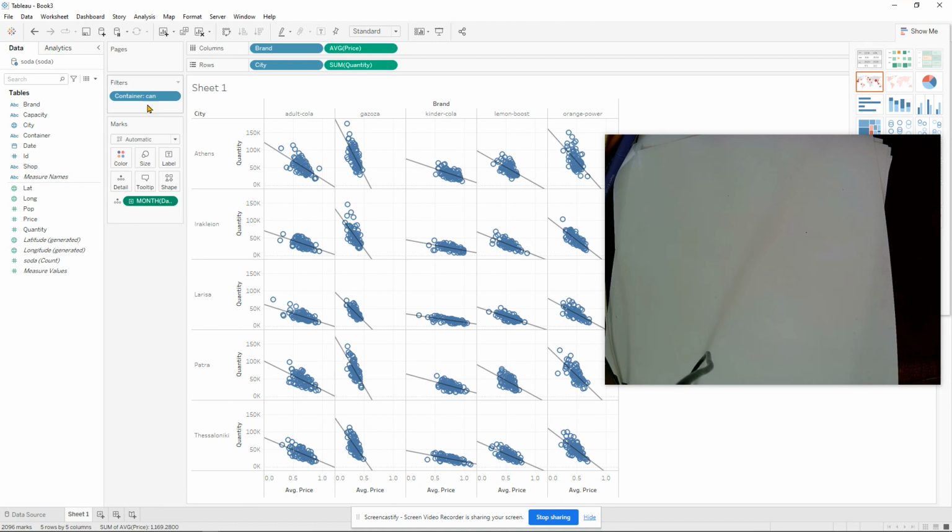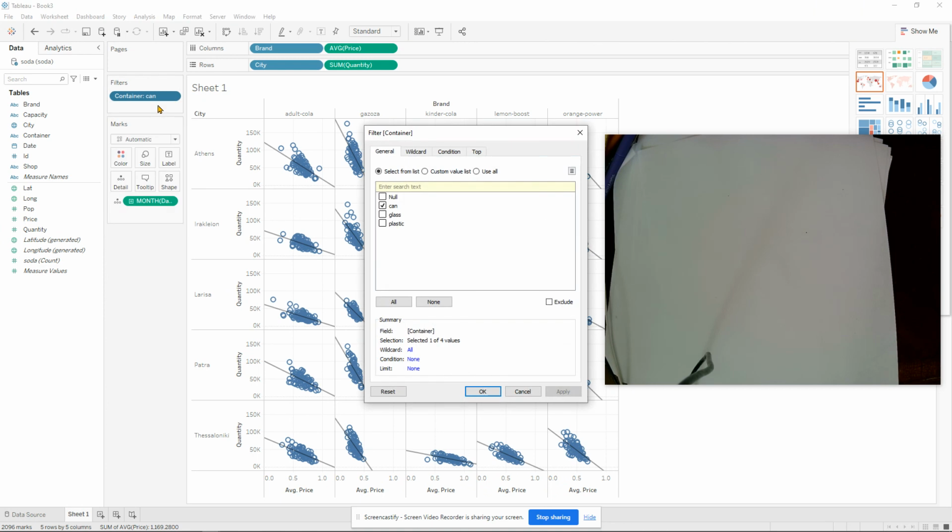Now in the filter, I put the container. Now I can basically filter. The filter allows you to select a subset of the data, so you can narrow in on what you're actually looking at. The filter in this case is cans. I can take cans off, select glass, select plastic. Okay, so let's just stick with cans.